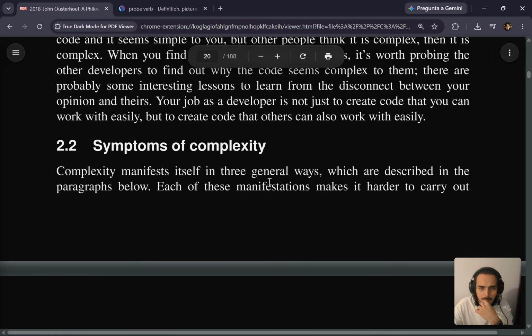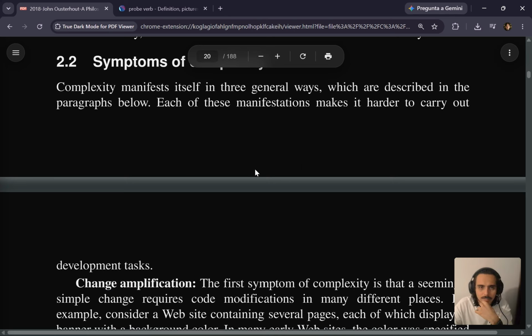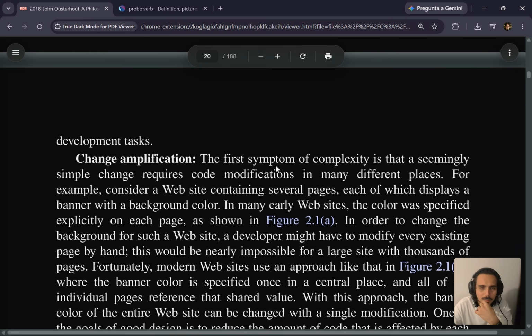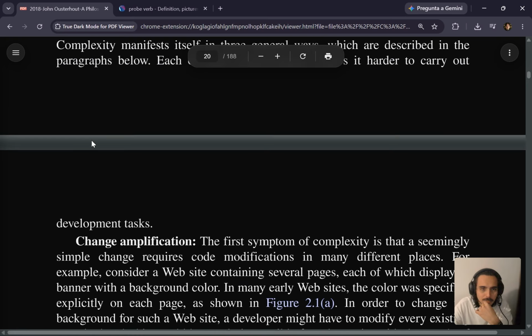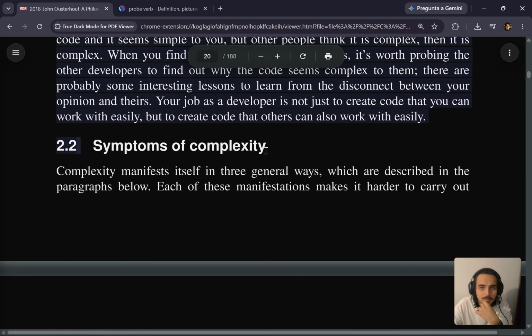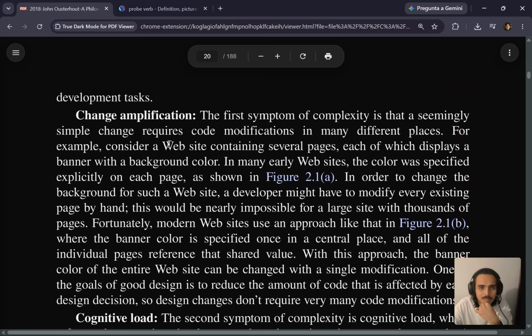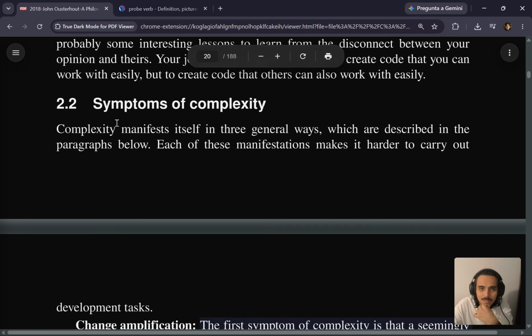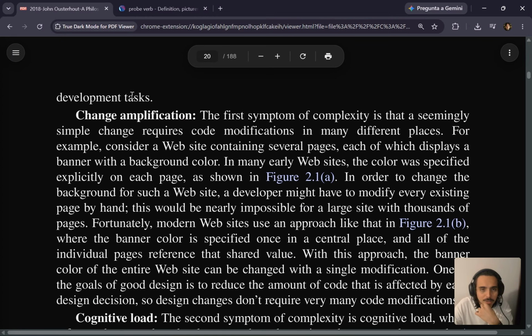Okay, symptoms of complexity. Complexity manifests itself in three general ways, which are described in the paragraphs below. Each of these manifestations makes it harder to carry out development tasks. Change amplification. The first symptom of complexity is that a seemingly simple change requires code modifications in many different places. Okay, I guess this is a sort of red flag as well. Change amplification. I like that way to summarize the idea.